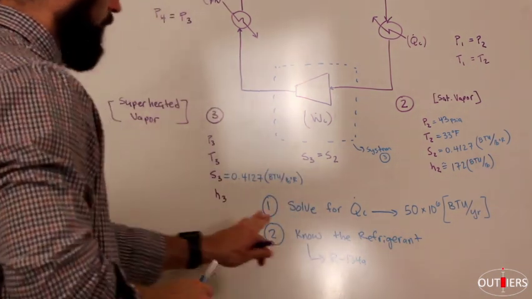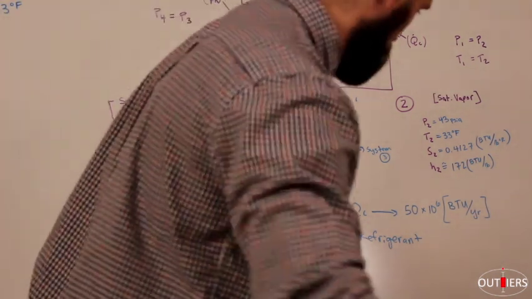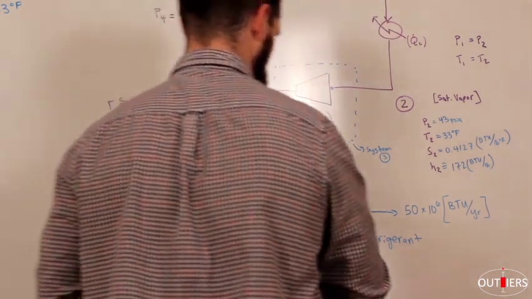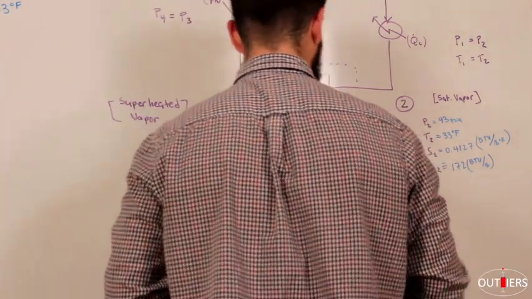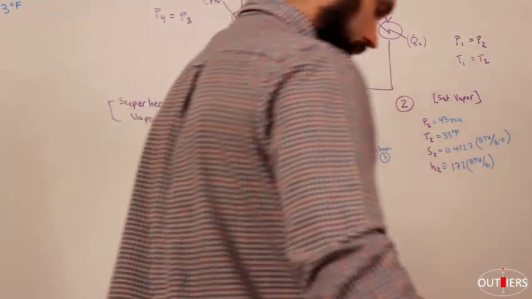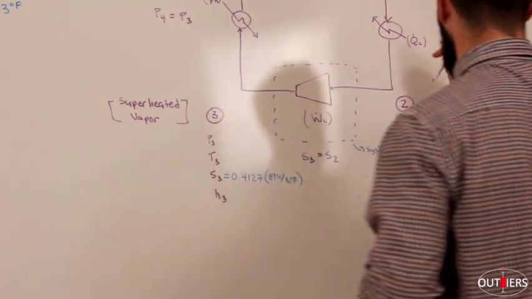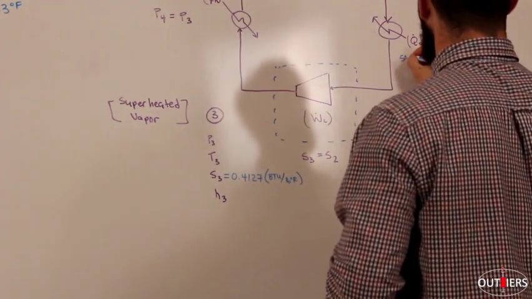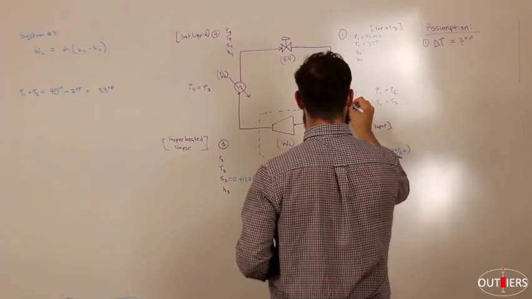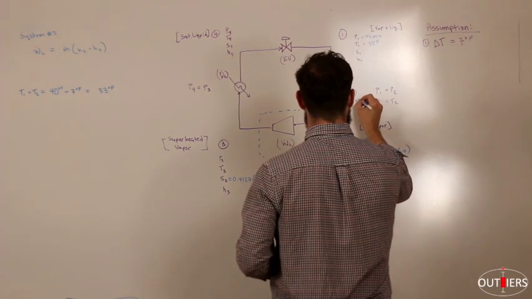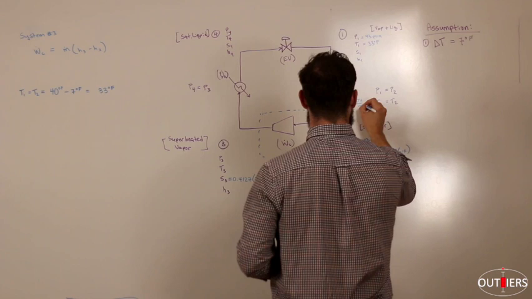Okay. I'm going to erase this. It's getting in the way. And I'll just write the value for QC right here. Remember, it was 50 million BTUs per year.